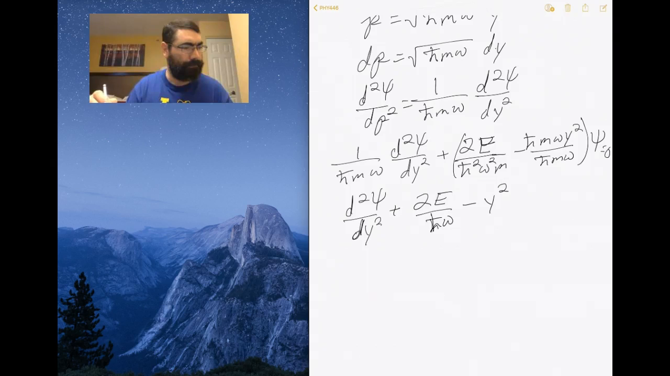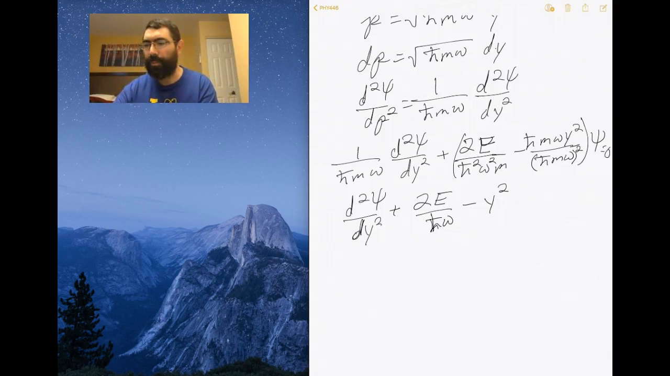I'm sorry, this should be this whole quantity in the denominator squared. Okay, so that previous equation is 1 over h bar m omega times the second derivative plus the energy term minus h bar m omega y squared. That's the substitution for the p squared, divided by the square of h bar m omega. So then when we multiply by h bar m omega, those things cancel.